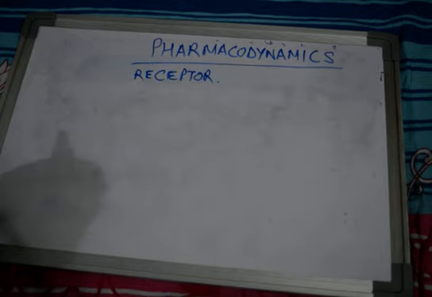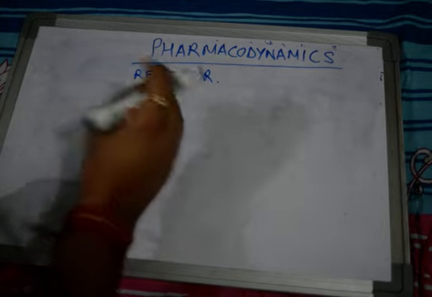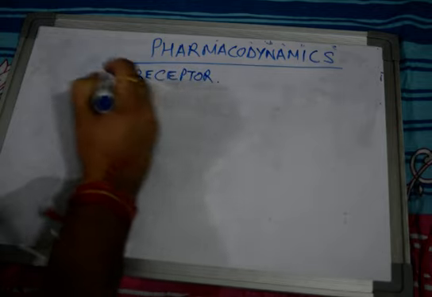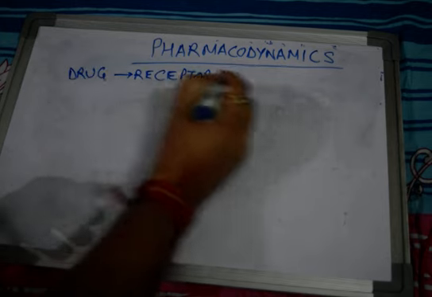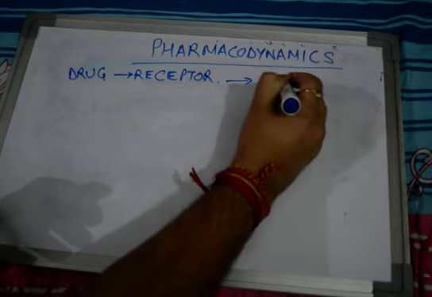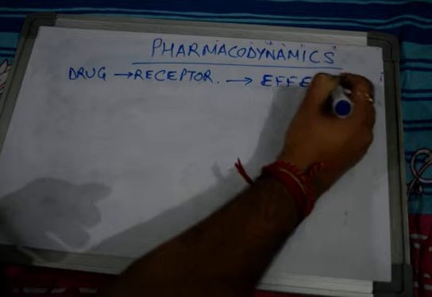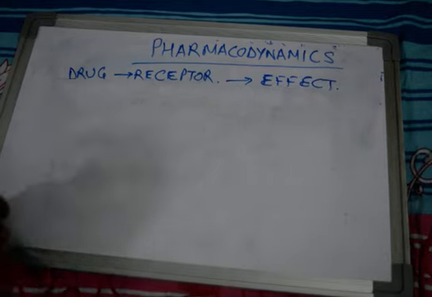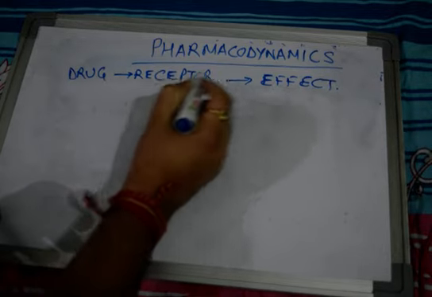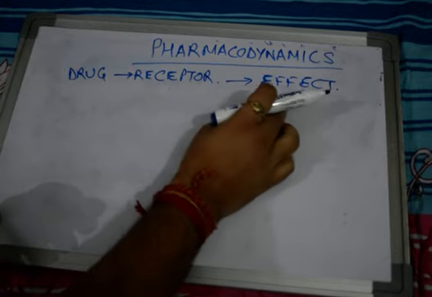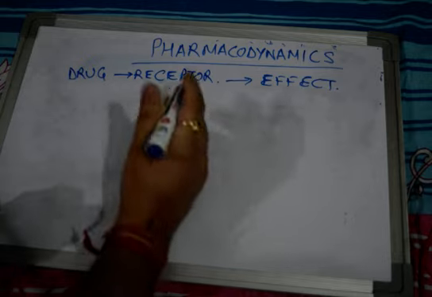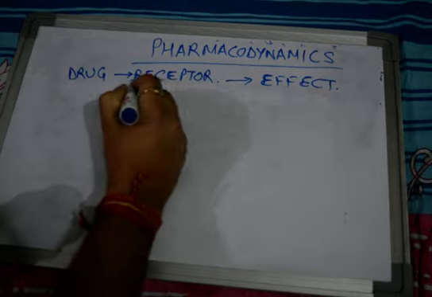Now this receptor is a substance to which the drug goes and binds. And then after binding of that drug to this receptor, say for example this drug binds to this receptor, and then you see the effect. So this is the chronology. The drug will bind to the receptor, and this drug-receptor complex will provide you the effect. Now coming to what are these receptors?